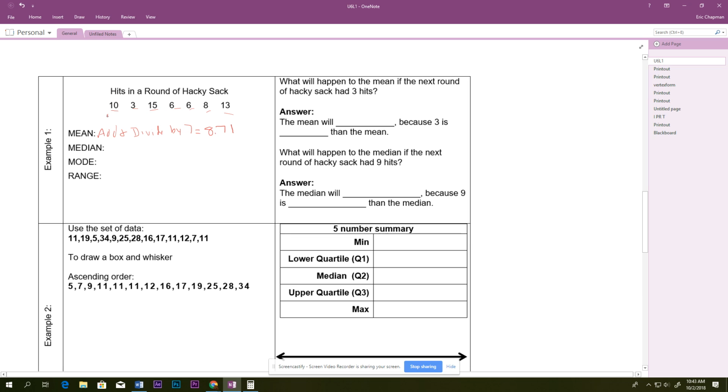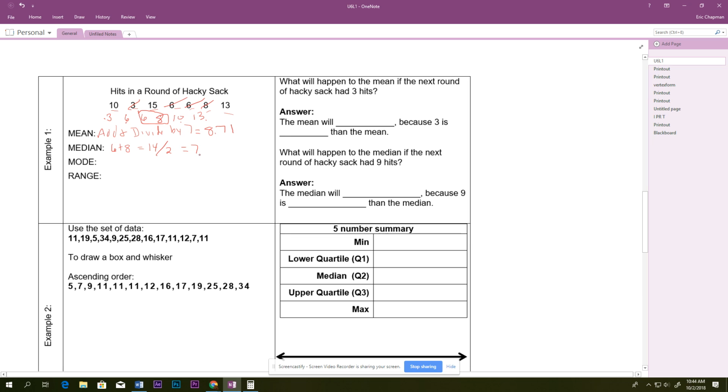So our smallest is 3, and then we have 2 6s, and then we have an 8, a 10, and then a 13. So we find the number in the middle. So we have 2 numbers in the middle. We're going to add those together. 6 plus 8 equals 14. And then we're going to divide by 2, which is 7.